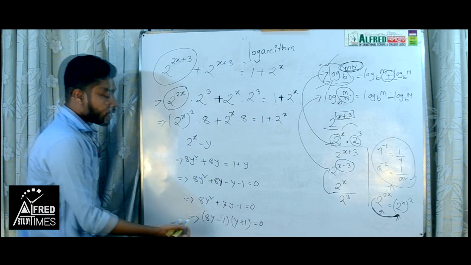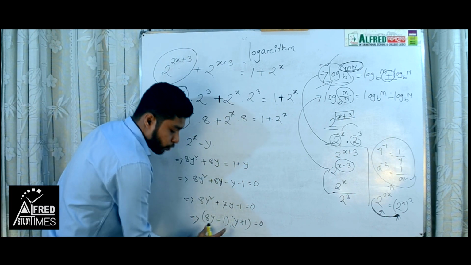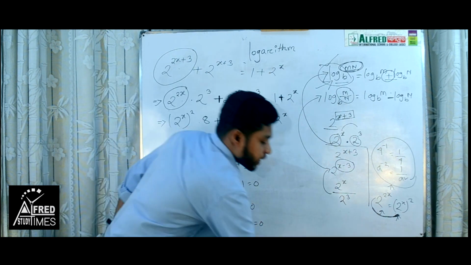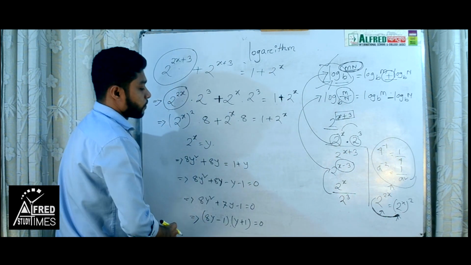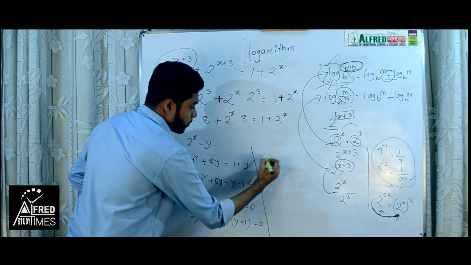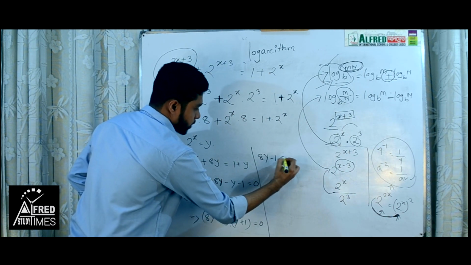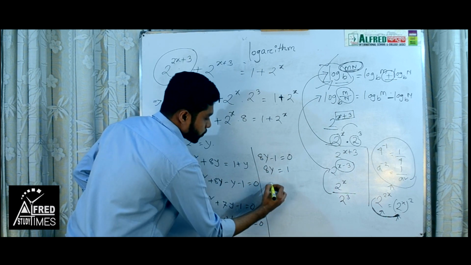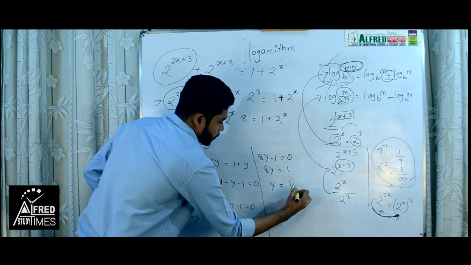You know there is a multiply sign. So both are 0, this one will be 0. So we can write here 8y minus 1 is equal to 0. We can write 8y is equal to 1. So y is equal to 1 by 8.